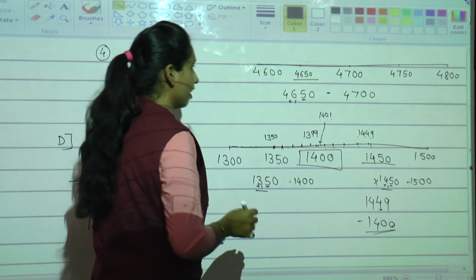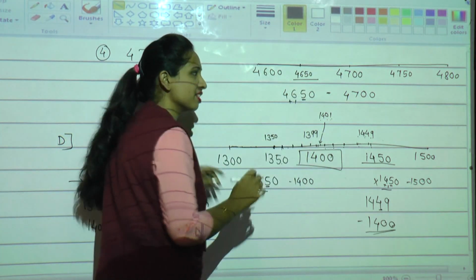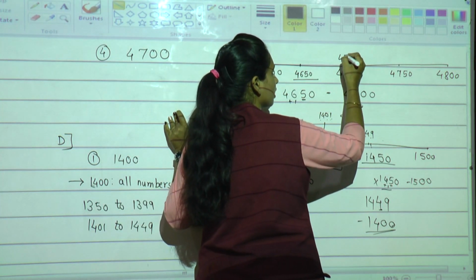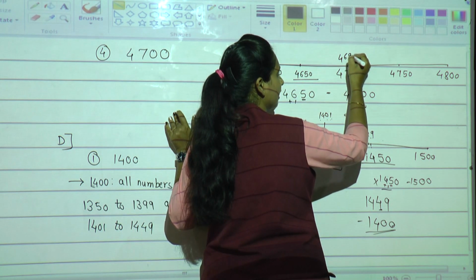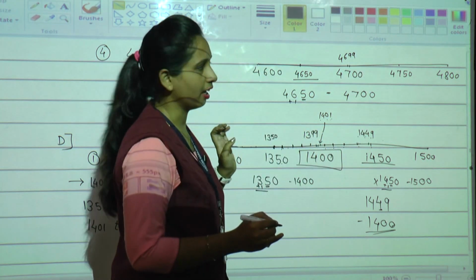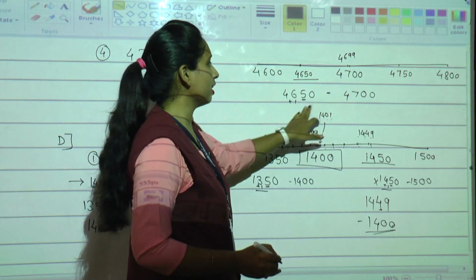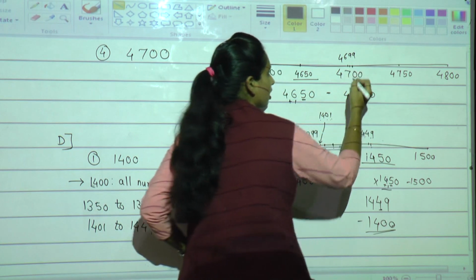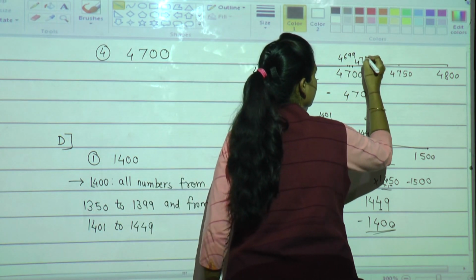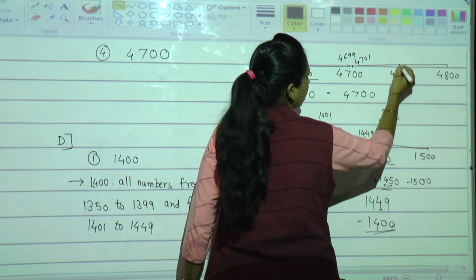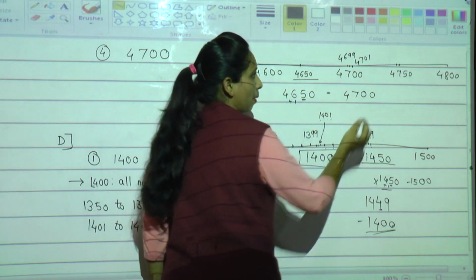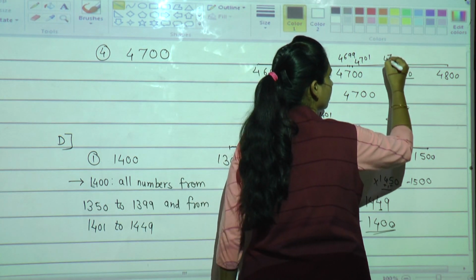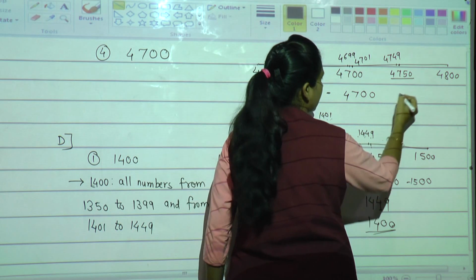So we can write the numbers from 4650 to here, before this what will come? 4699. Okay. So these all numbers can be rounded off to 4700. Now we will see from this side. So here the numbers will start again, 4701 till before this. What will come? 4750, before that what will come? 4749. Let us see.